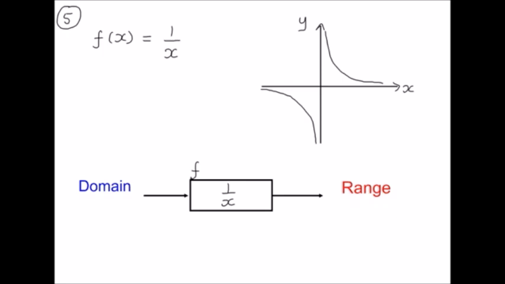Example 5, the domain x can take any value along here except 0. When x is equal to 0, there's an asymptote, so x can't be equal to 0. The range on the y-axis, so y can be any real value, any value along the y-axis, but it cannot be equal to 0. Y not equal to 0, because there is an asymptote on the graph there.